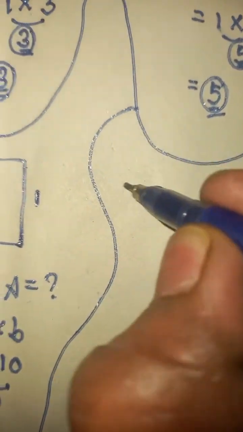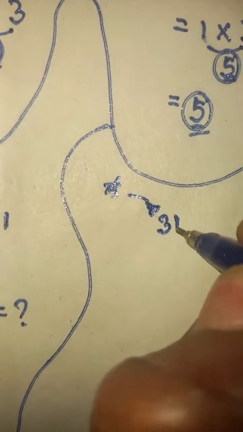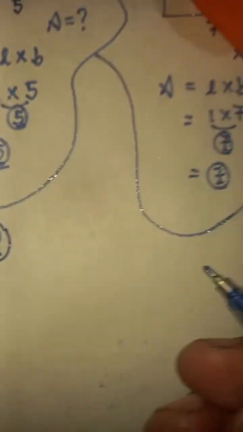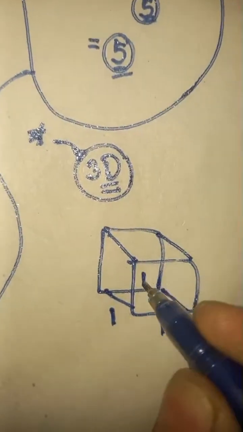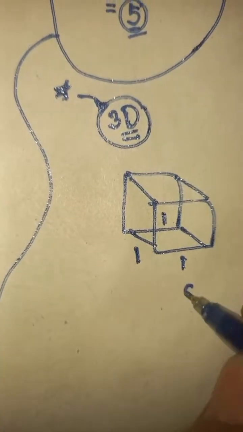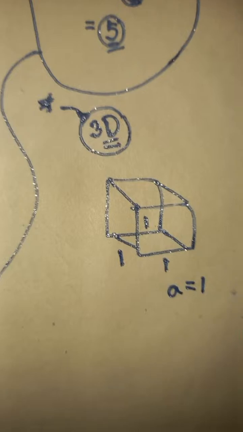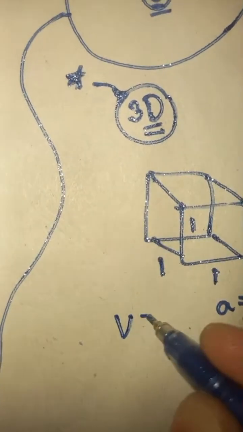Now I'm going to tell you about different 3D shapes and how to find the volumes of different 3D shapes, like this one. All three edges are 1 unit, so the edge length is going to be 1 unit. Now let's find the volume of the cube.